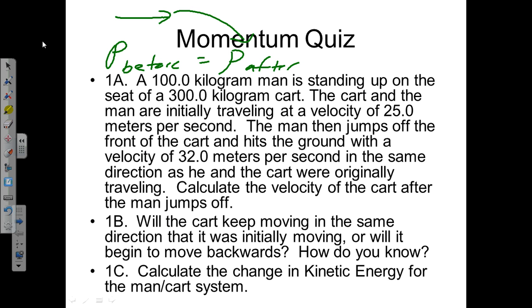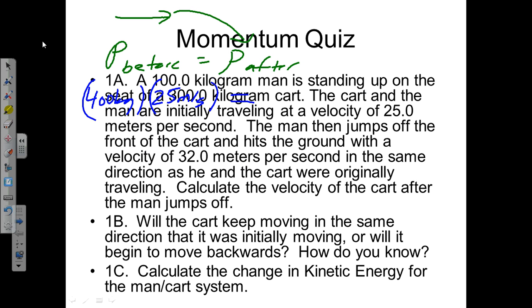So let's think about the momentum before. In the beginning of this problem, we have a 100-kilogram man and a 300-kilogram cart. That's 400 kilograms of mass. Remember that momentum is mass times velocity. So we've got 400 kilograms of mass moving at 25 meters per second. So the momentum at the beginning of this problem is 400 times 25. That's got to be equal to the momentum at the end of this problem.